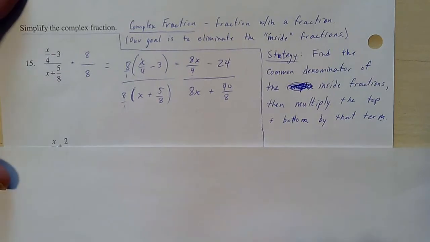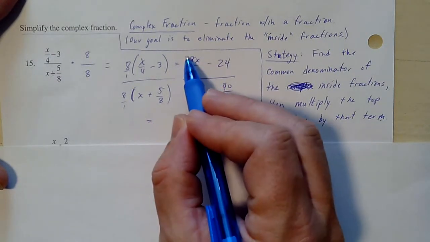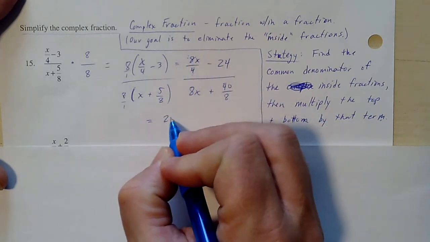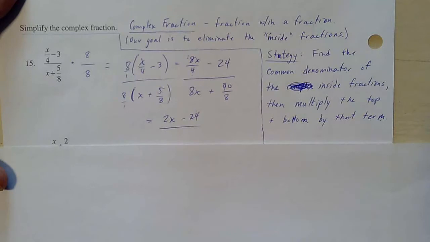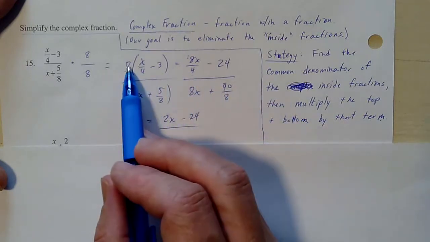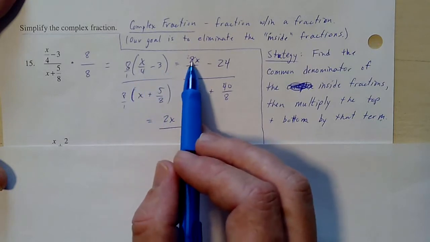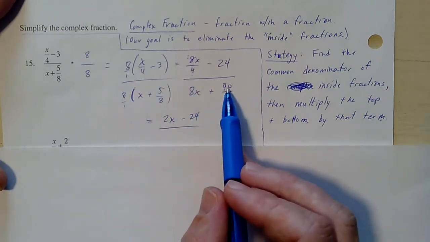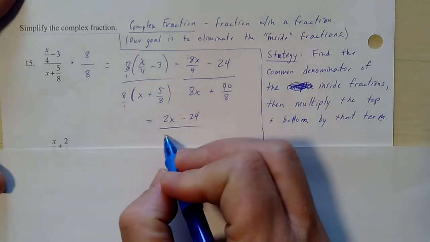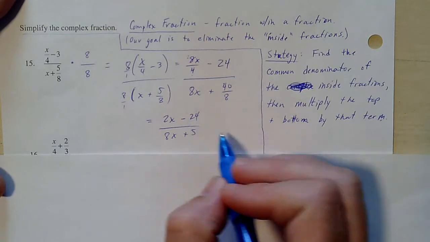Okay, so here's our final answer. The 8 divided by 4 gives me 2. So we got 2x minus 24. That's the whole idea. If we multiply by a number that's a factor or a multiple of 4, it's going to reduce, and the fraction's gone. Same happens here. 40 divided by 8 is 5, so I end up with 8x plus 5. The inside fractions are gone.